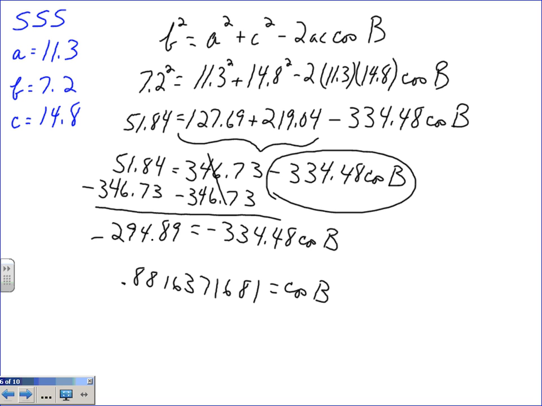Then we go to your calculator. By the way, if you get to this point and you have cosine of an angle equaling a number that is greater than 1 or less than negative 1, that means we cannot have a triangle with those dimensions. So this must be a decimal between 1 and negative 1. Okay, does that make sense? Otherwise, you're going to get an error message on your calculator. That means there's no triangle with those three given values.